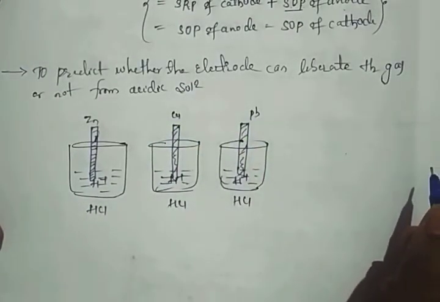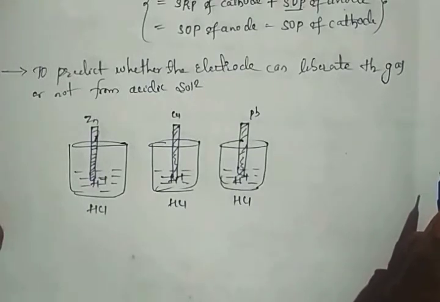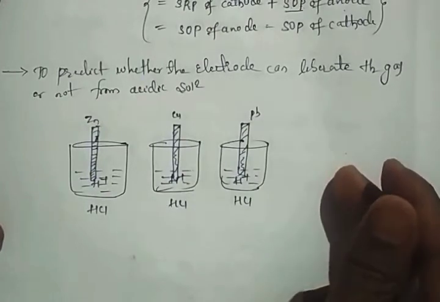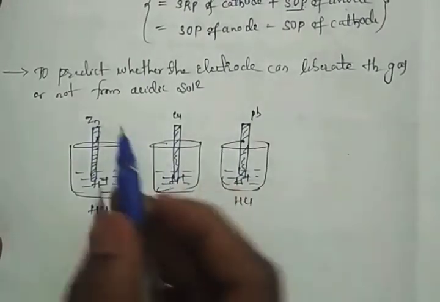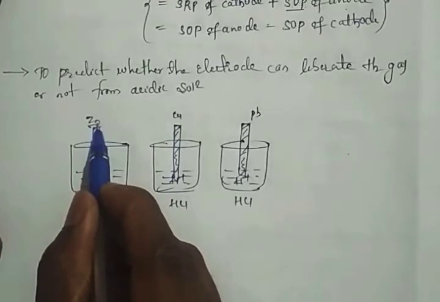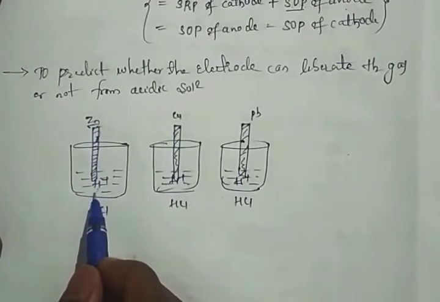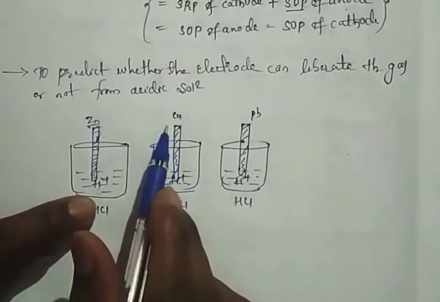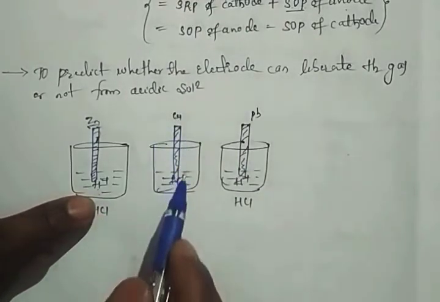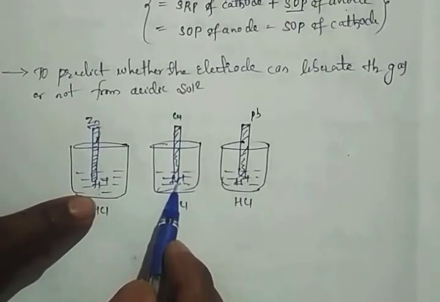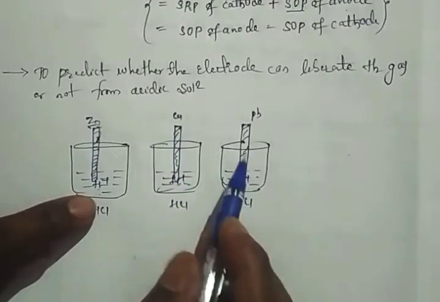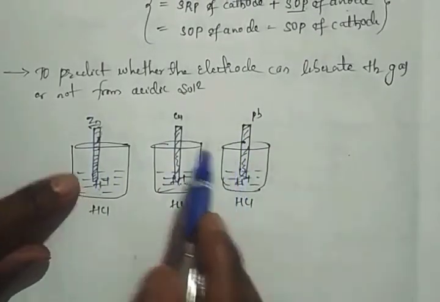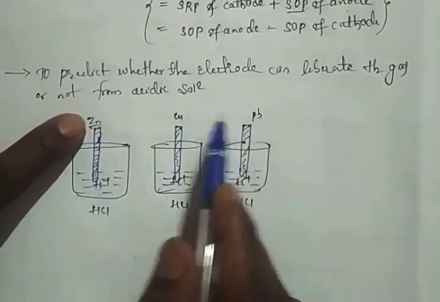Now, arrange these metals in the order of liberation of hydrogen gas from the solution. Of course, zinc is more reactive, so more hydrogen gas is liberated from this solution. Copper is less reactive and lies below hydrogen, therefore it cannot liberate hydrogen gas. Lead also liberates hydrogen gas, but less than zinc. So the order is zinc, lead and copper.